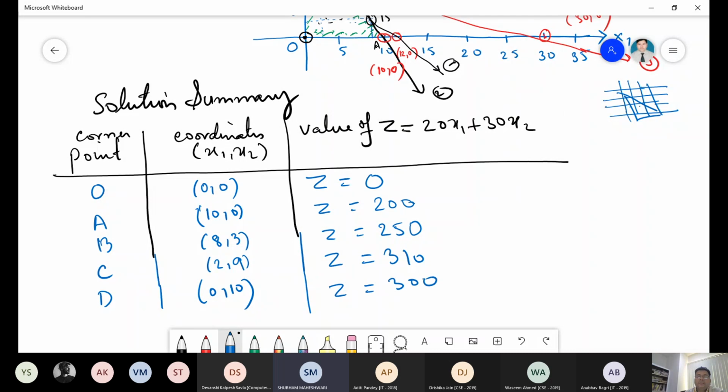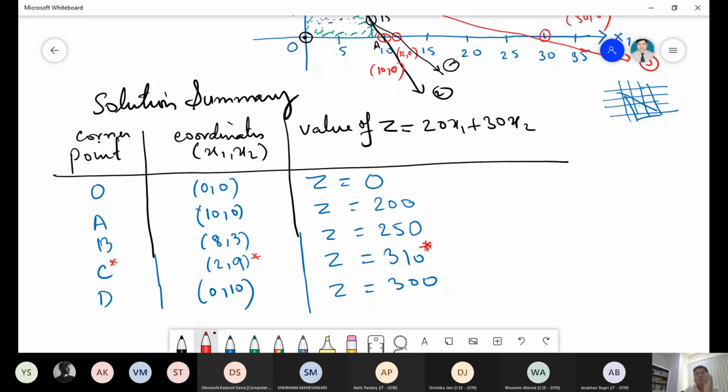And this is 300. Okay, so what is the objective of the problem? Maximization, right? So what is the maximum value here in the z value? 310. 310, right? So we make a star here, 310, you can make a star here, 310, right?